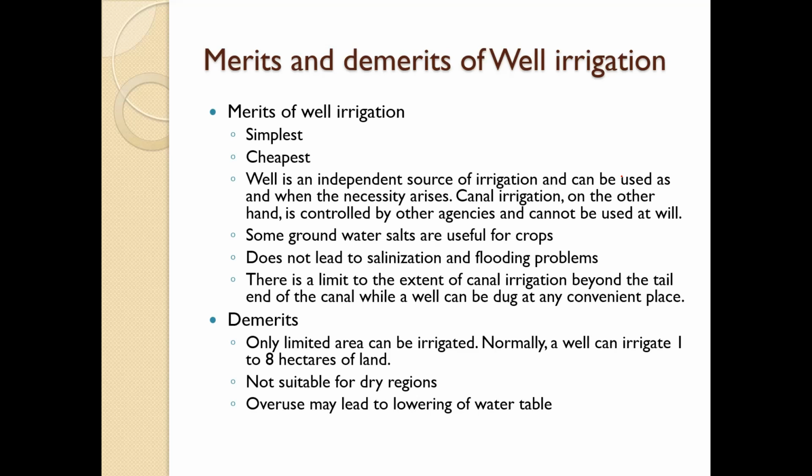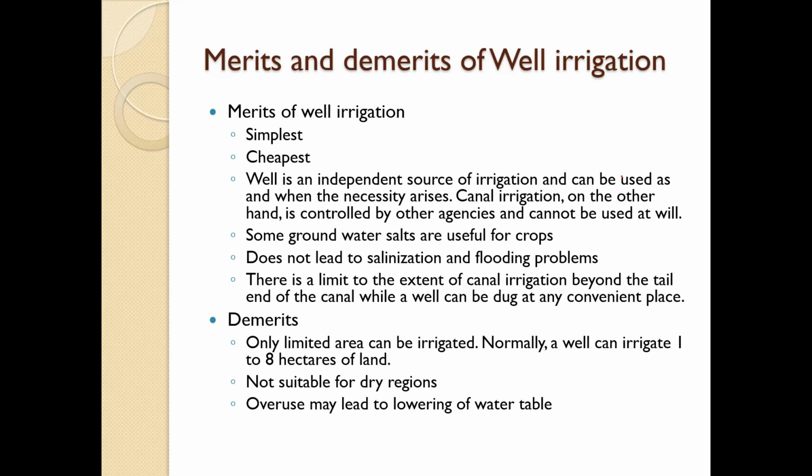Then some groundwater salts are useful for the crops. Those are present in the groundwater. Then it does not lead to salination and flooding problems. There is a limit to the extent of canal irrigation beyond the tail end of the canal, while a well can be dug at any convenient place.